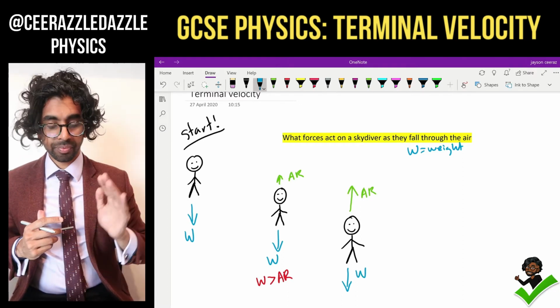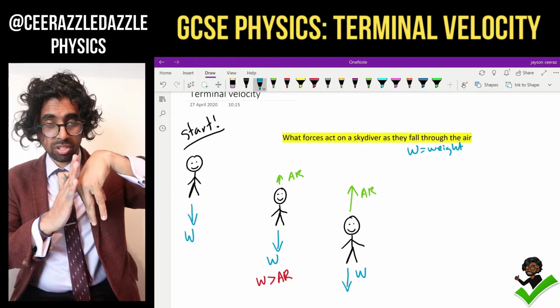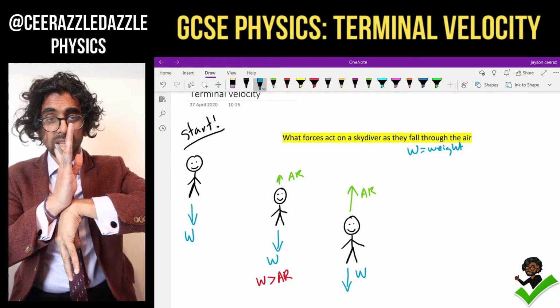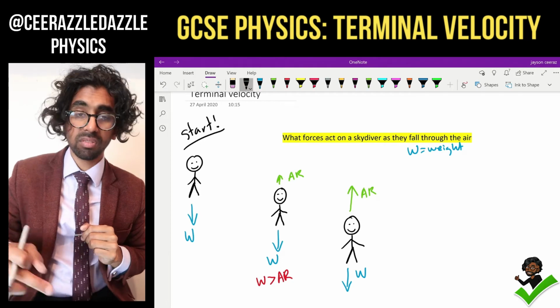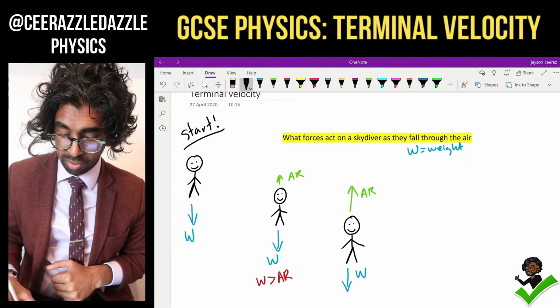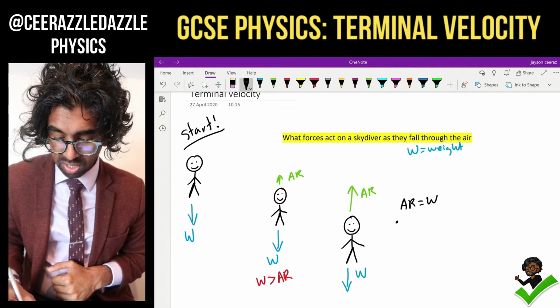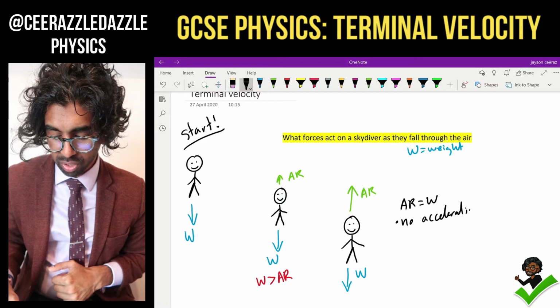So from the top, initially at the start, the weight is acting only. As you fall through the air, resistance starts to build up. Eventually, the air resistance balances out the weight. Therefore, when the forces are balanced, will it increase in speed? No. So, now air resistance is equal to the weight. There is no acceleration. So you will no longer increase in speed.